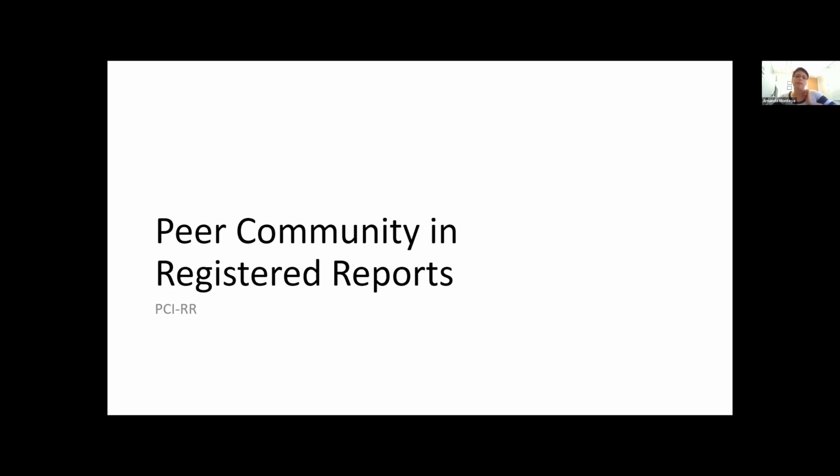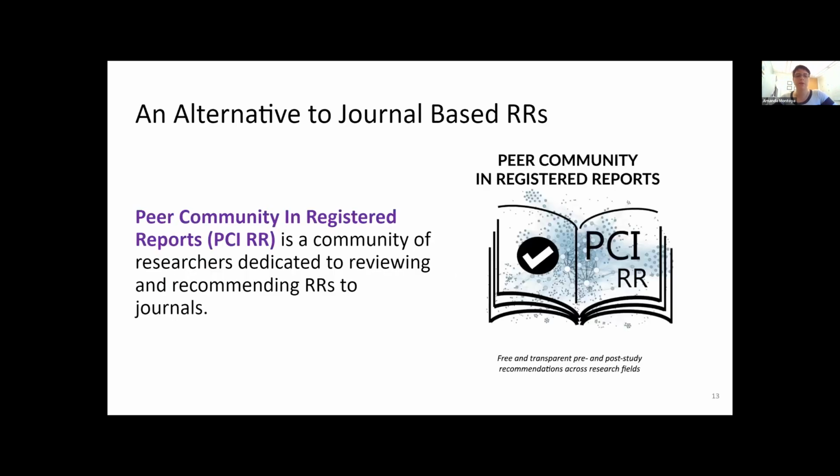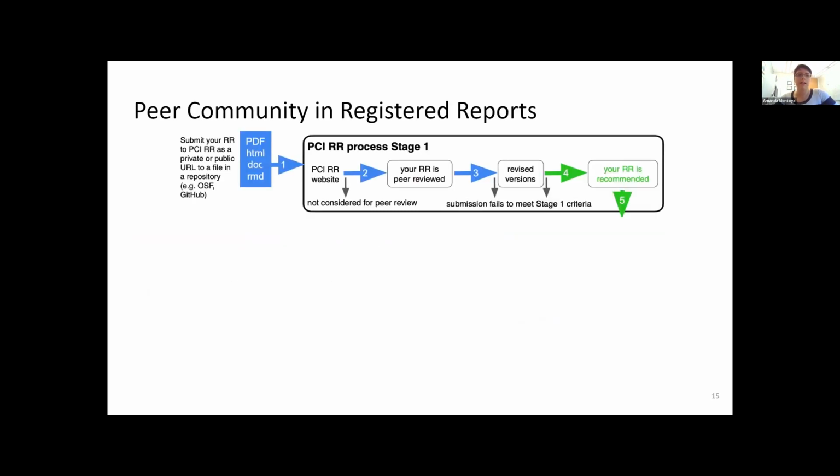There's also this really great resource called Peer Community in Registered Reports, and the idea behind this is that you don't need a journal to do a registered report. It is a community of researchers that do the review process independent of a journal. The basic idea is you submit a stage 1 submission to PCIRR instead of to the journal, and it's peer reviewed through their system.